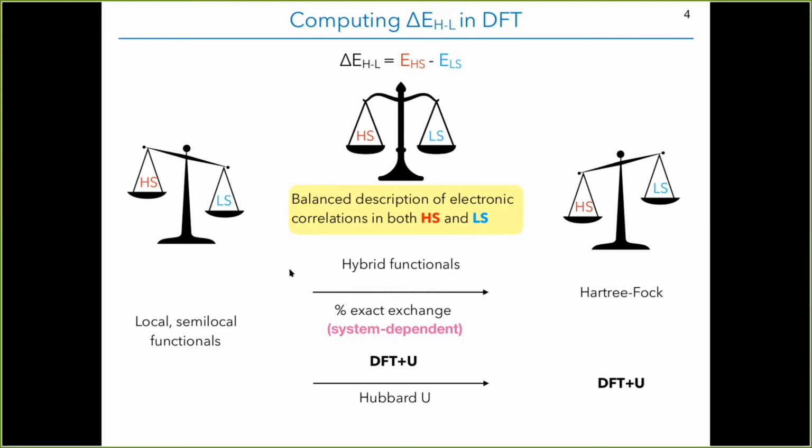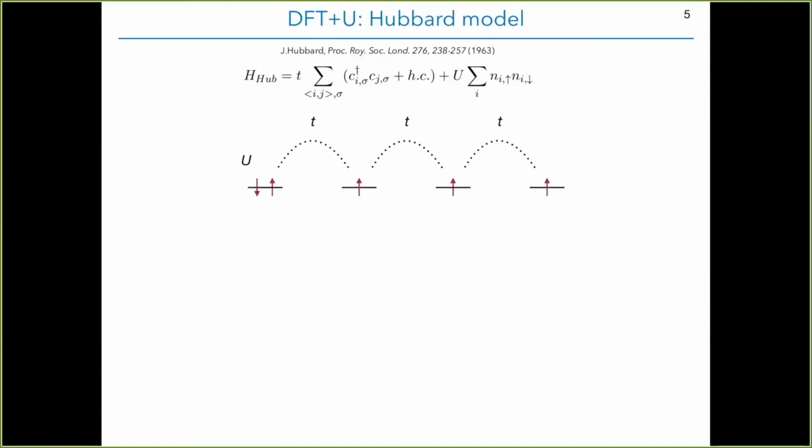A similar effect on the energetics is observed when a Hubbard correction is used on top of a local or semilocal functional. In fact, the effect of U is, as in the case of hybrid functionals, that of stabilizing high spin over low spin state, with in principle the advantage that the Hubbard parameters to be introduced in the calculation can be computed in an ab initio fashion.